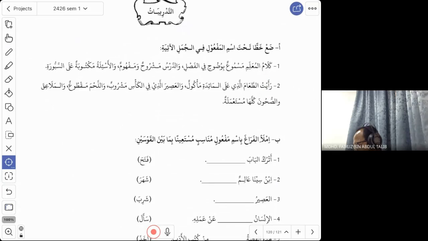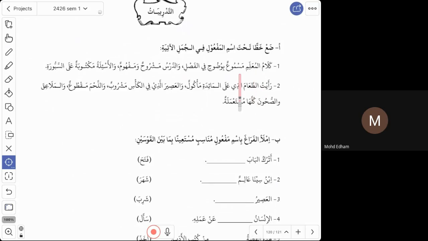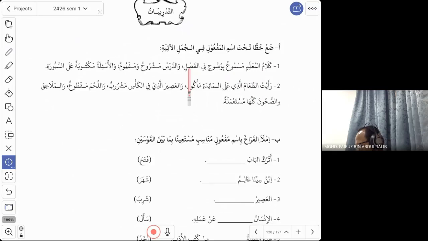الجملة الأولى كلام المعلم مسموع بوضوح في الفصل. So up to here. Let us look at this جملة. Okay. أين الاسم المفعول؟ أين الاسم المفعول في هذه الجملة؟ Do you see any اسم مفعول in this جملة? No. Here, there is no اسم مفعول. Okay. What about others? Do you see any اسم مفعول?